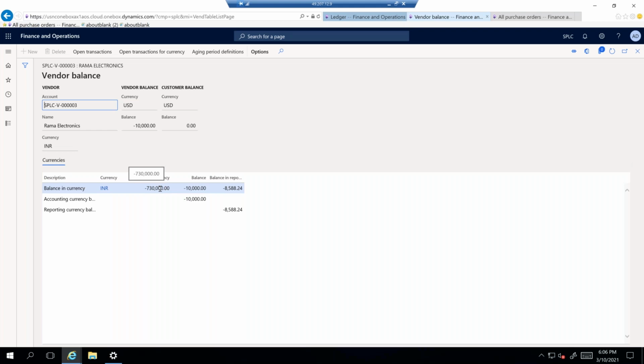I mean to say, they are importing, and in terms of US dollars, it is 10,000. In terms of euros, it is 8,588.24. This is the conversion between this one and this one. Okay, that is what we have configured.